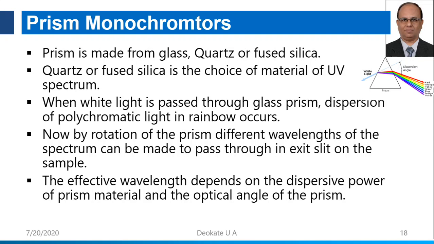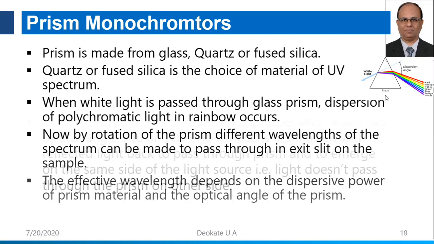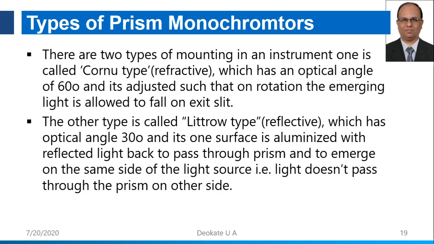Now by rotating this dispersing prism, different wavelengths of the spectrum can be obtained. The effective wavelength depends upon the dispersing power of these prisms. There are two types of prisms we generally utilize: one is called a Cornu prism and another is called a Littrow type prism. What are Cornu prisms and Littrow prisms?